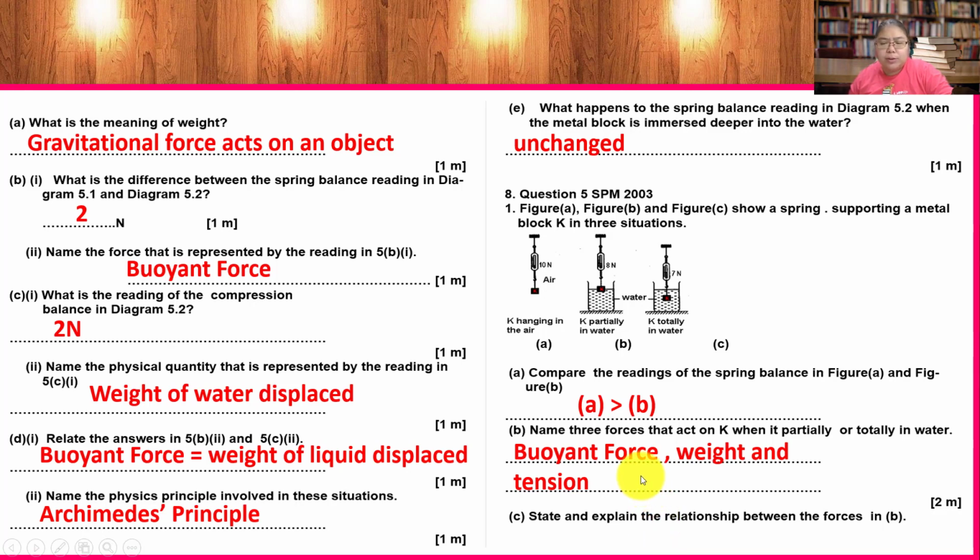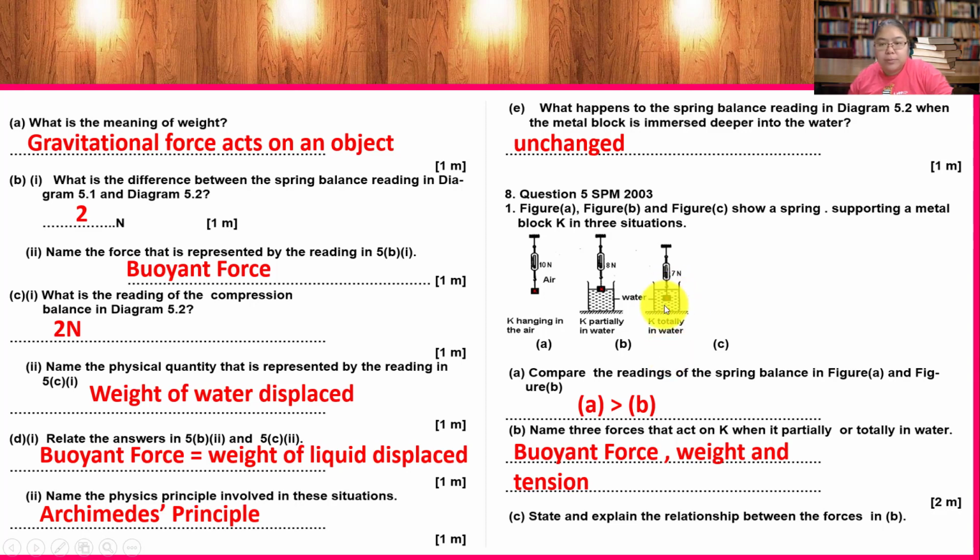Okay, now we need to see the direction. Weight always goes down. Buoyant force is up, acting upwards. How about the tension? The tension is also acting upwards. If the tension were acting downwards, it would mean the whole object has already fallen down. So the tension also goes up.